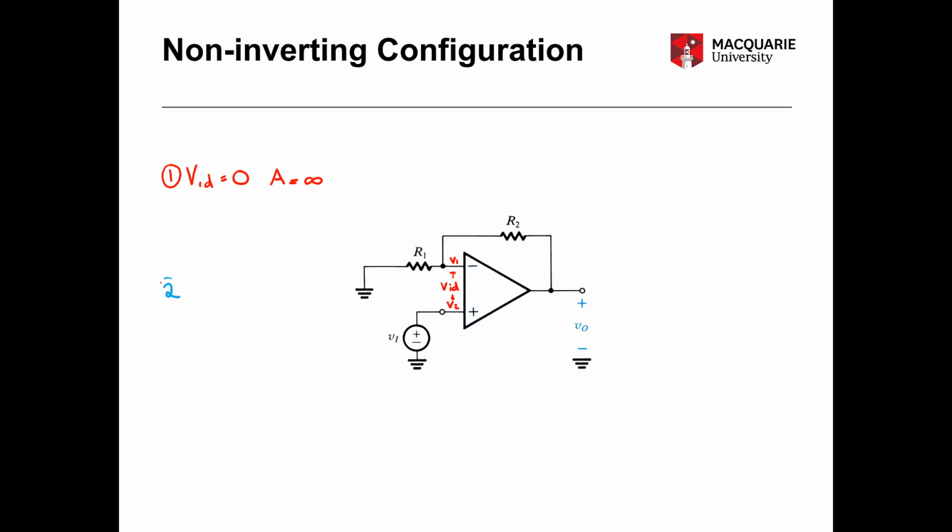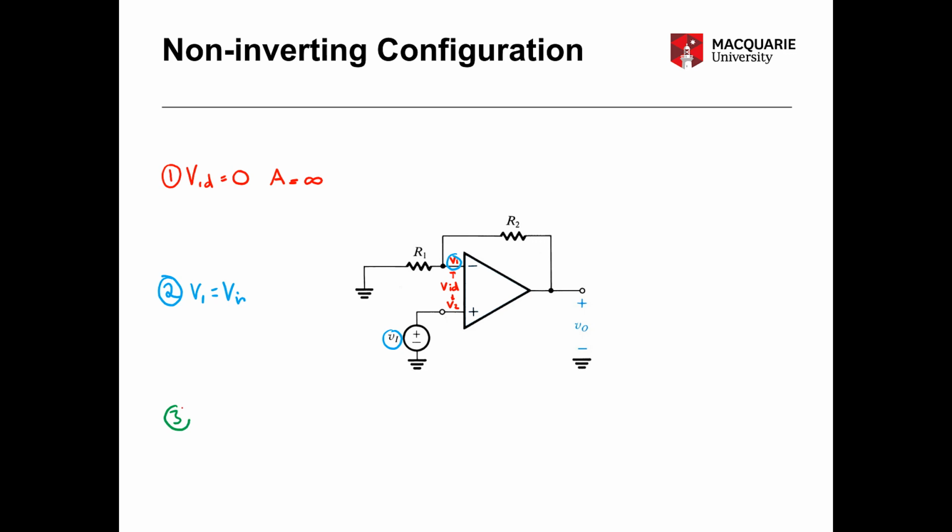For step 2, it therefore follows that our voltage at V1 is equal to our input voltage Vin. This one here is equal to this one here.